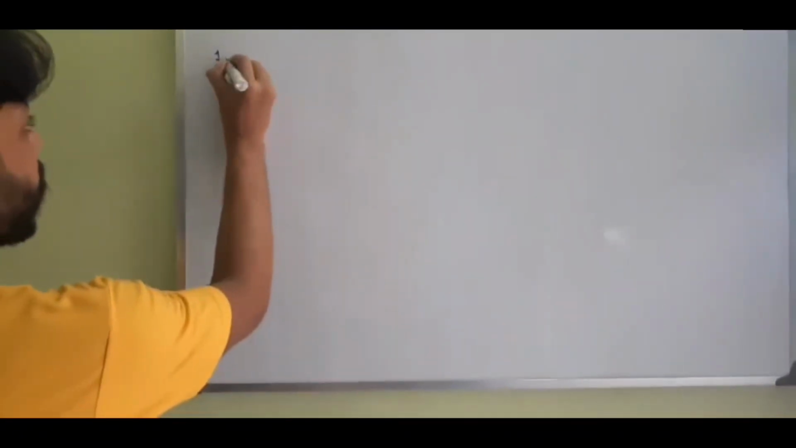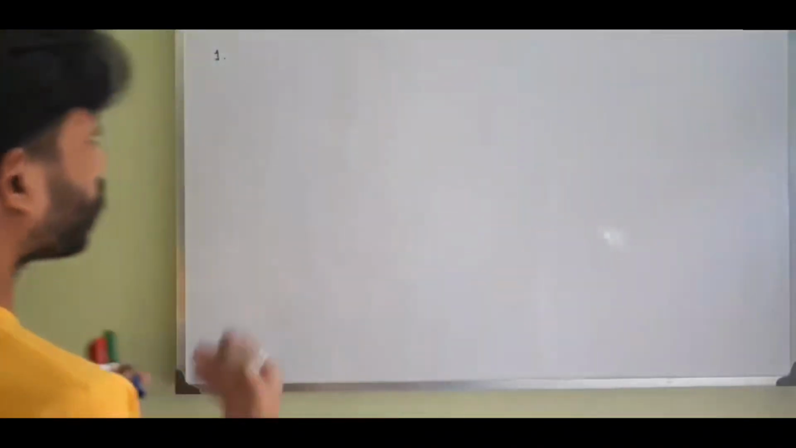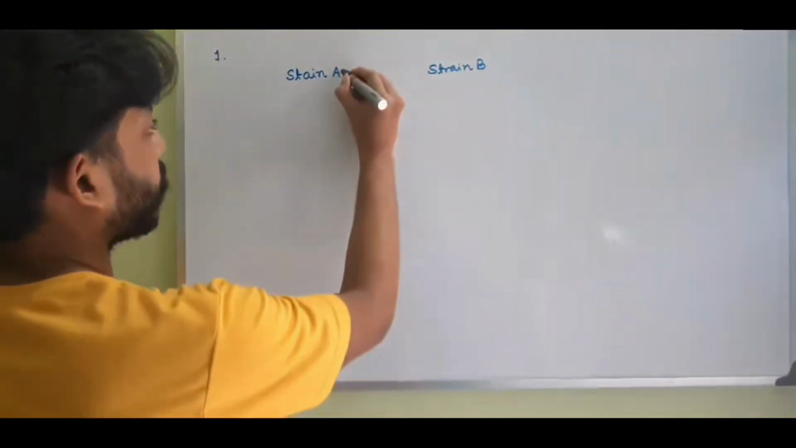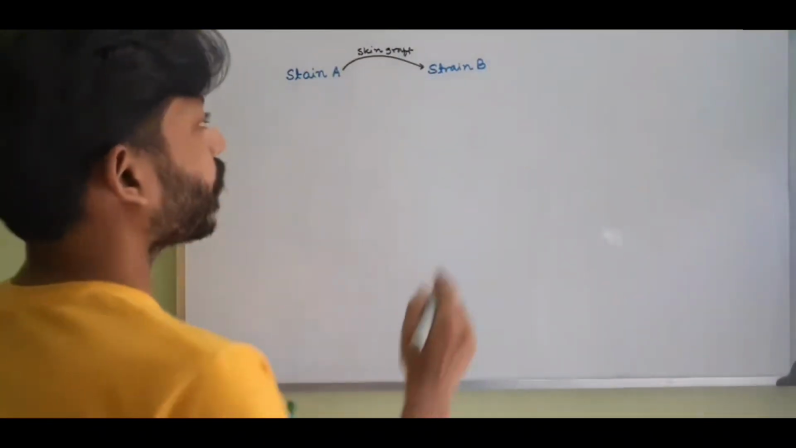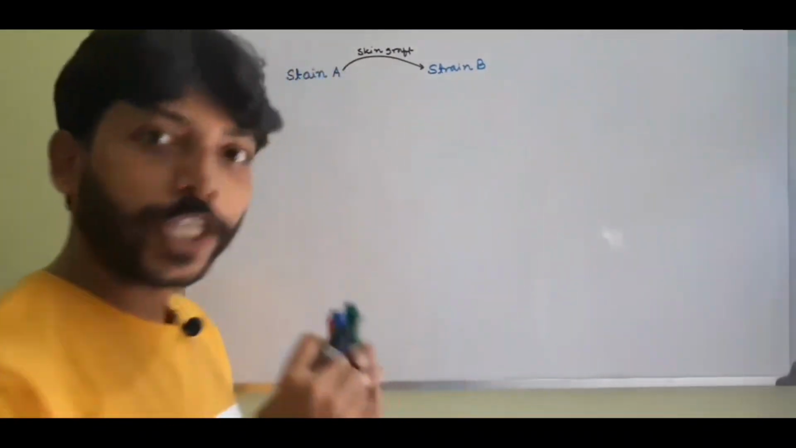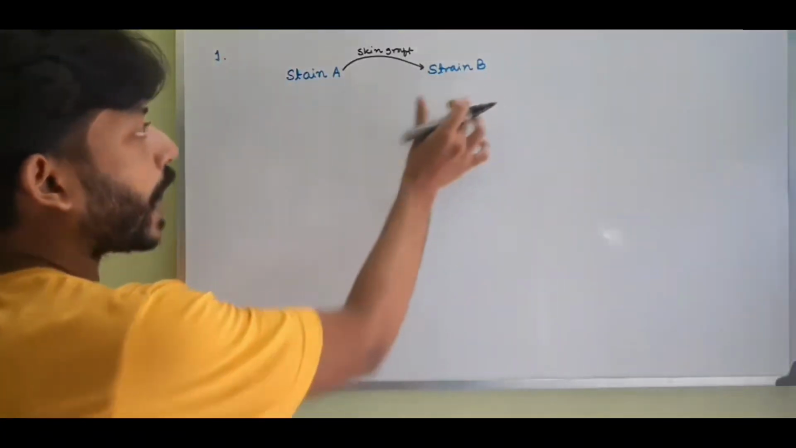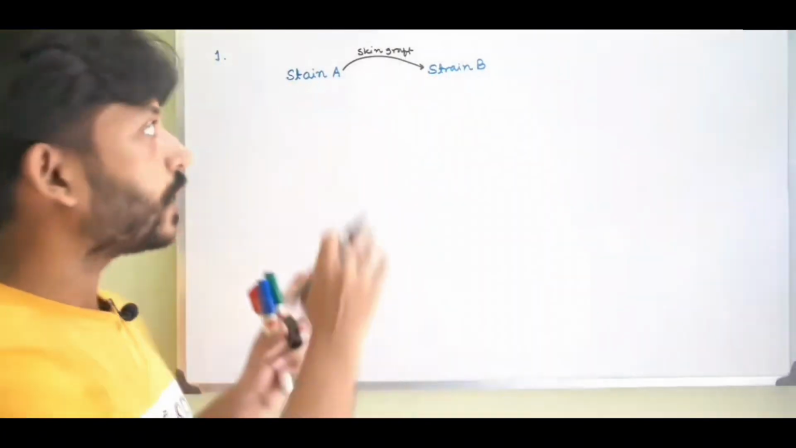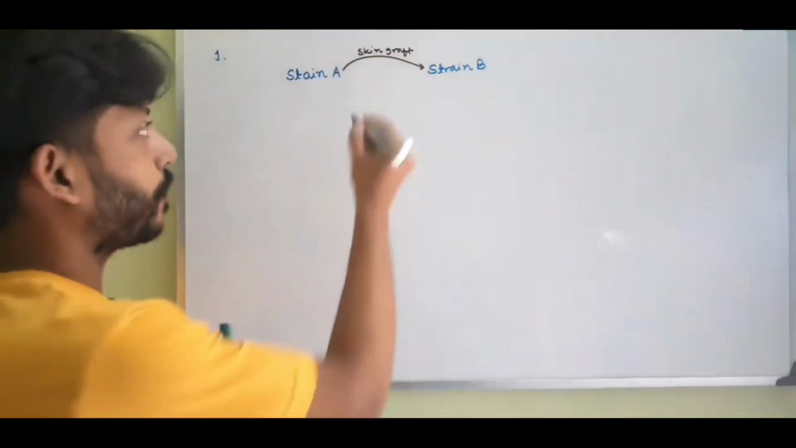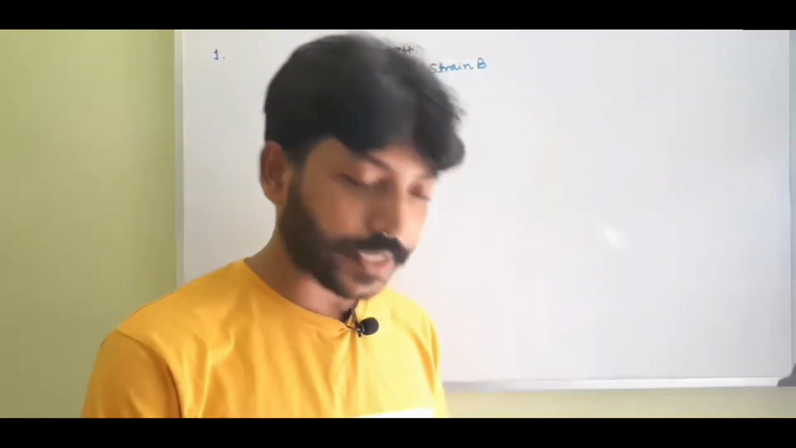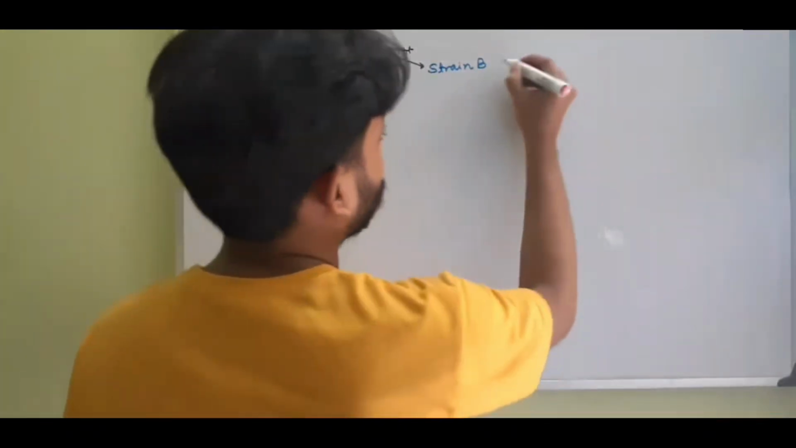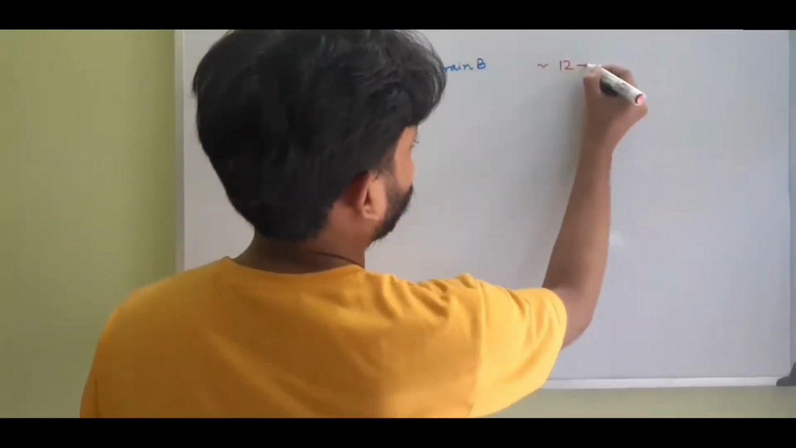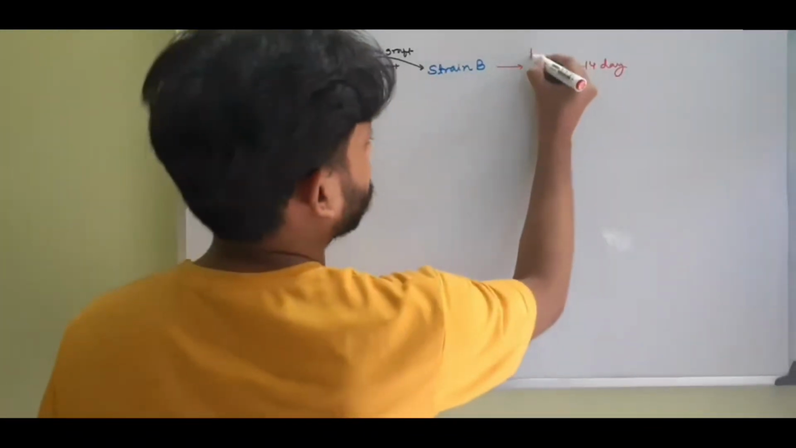In the first experiment, scientists took two different strains of mice. They transferred a skin graft from strain A mice to strain B mice, and they found that strain B mice rejected it, because these two mice are genetically different. That means this transplantation is actually allogenic. Strain B mice rejected the skin graft after approximately 12 to 14 days. They call it first set rejection.